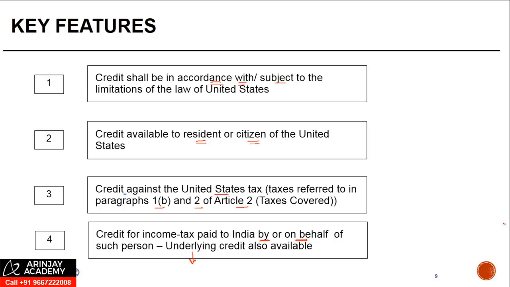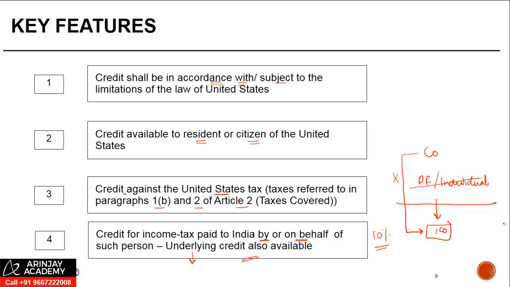The underlying credit is also available in respect of the taxes which would have been paid on the profits out of which such dividends are declared, provided 10% of voting stock of the Indian company is owned by the US company. For this underlying credit, please note that if there's a US partnership firm or an individual, right, which is owning maybe at least 10% of an ICO, they shall not be entitled to the benefit which is given for underlying credit. It is only a company which owns 10% or more in an Indian company that is entitled to the benefit of such underlying credit.